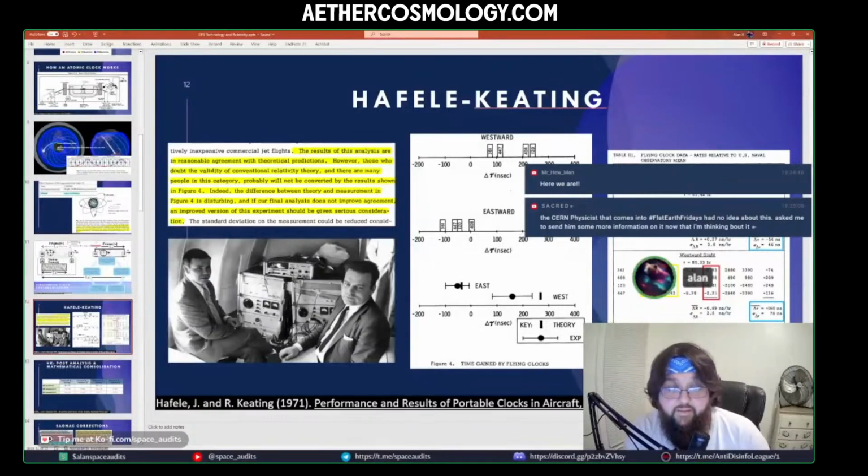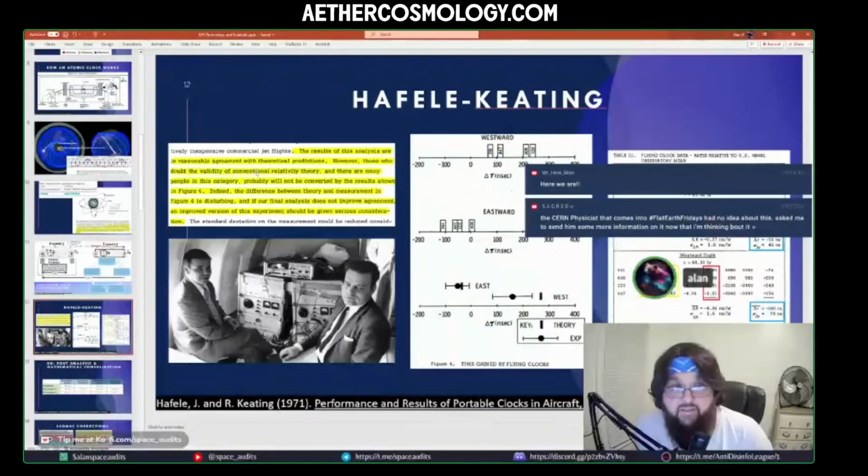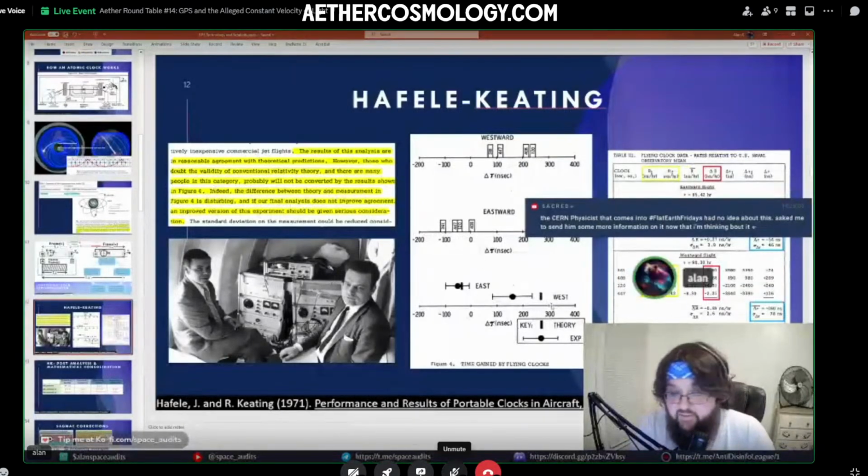So they analyzed their results, right? This is from their 1971 unpublished paper that had to be FOIA requested to get it. This is from a transcript of them giving a debrief to the military who funded this experiment. They say the results in the analysis are in reasonable agreement with the theoretical predictions. However, those who doubt the validity of the conventional relativity theory, and there are many people in this category, will probably not be converted by the results shown in Figure 4. Indeed, the difference between theory and measurement in Figure 4 is disturbing, and our final analysis does not improve agreement much, to give serious consideration.